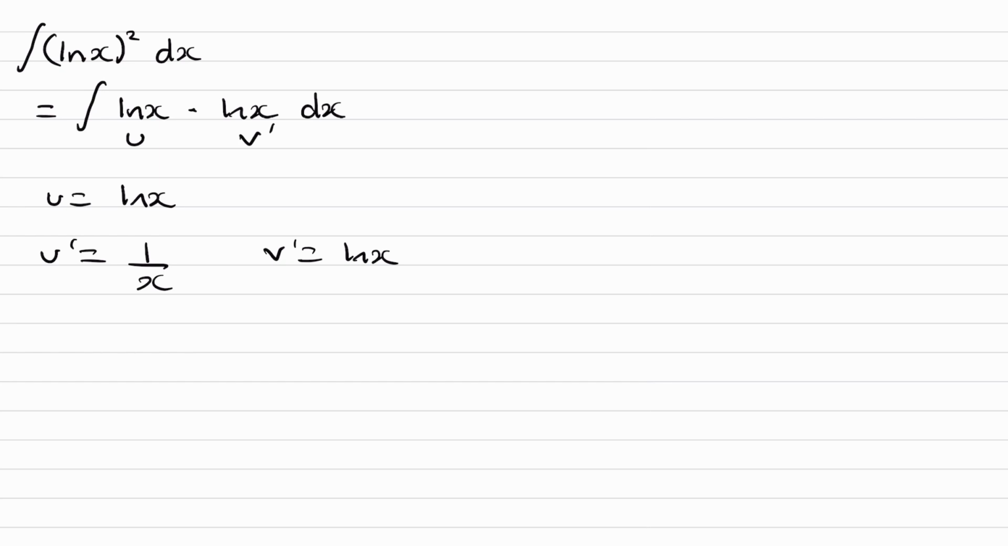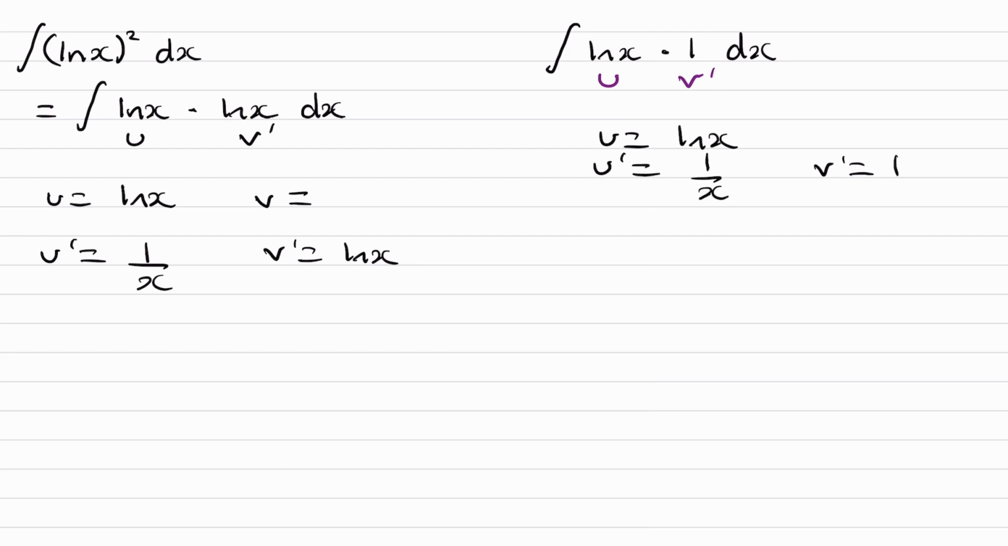x. And for v, we have to work out what this is by using integration by parts one more time. So we're trying to integrate ln x. We can rewrite that as the integral of ln x times 1. We can then set our u to be ln x and our v dash to be 1. So u is equal to ln x, v dash is 1. Again, the differential of ln x is 1 over x, and the integral in this case of 1 would just be x.